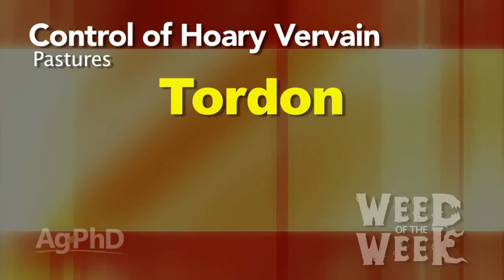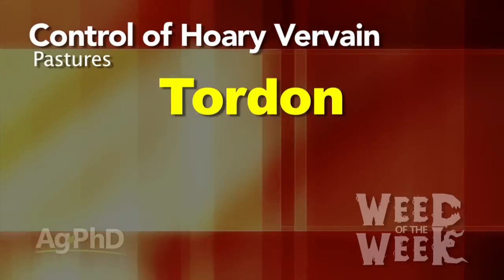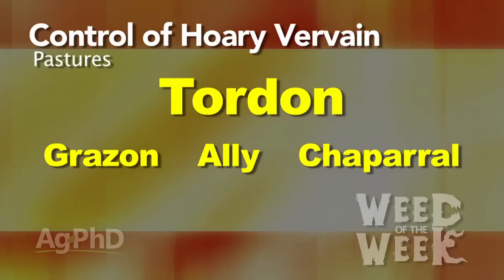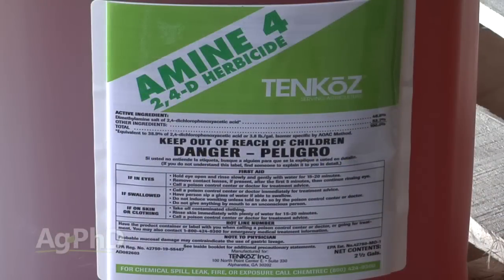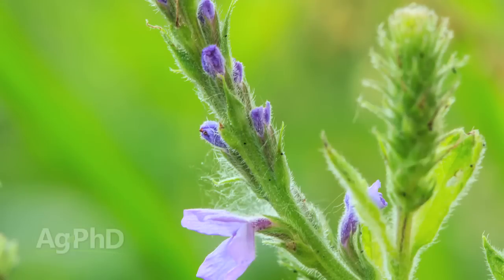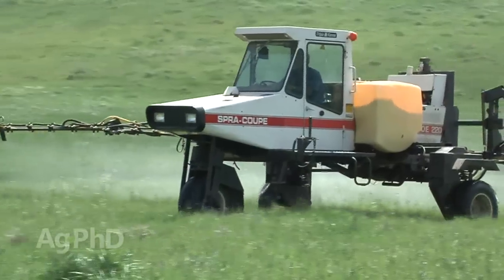In the pastures, you're going to have the best luck with Toradon as long as there are no trees around. There are some people that will use Grazon or Ally or Chaparral. I really like Toradon the best. I think that's going to give you the best control. You can also burn it back a little bit with amine and ester, but let's not forget, this is a perennial weed. You got to hit it hard if you want really good control.